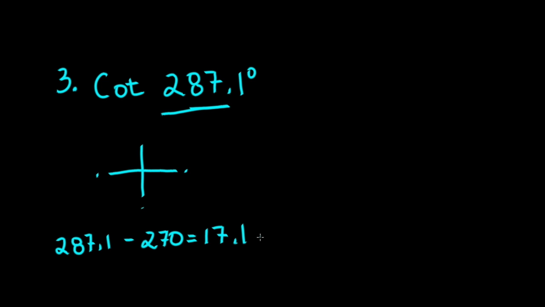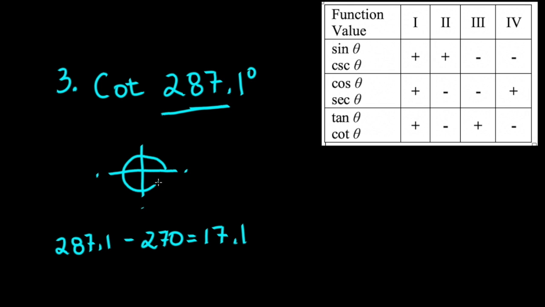We know that the angle 287.1 is in the fourth quadrant. So if we go to our chart, we can see that for cotangent and for the fourth quadrant, our answer will be negative. So our answer is going to be negative cotangent of 17.1 degrees. Now we're going to learn how to answer questions that are asking us to find the exact value of the trigonometric functions. Let's look at the problems.